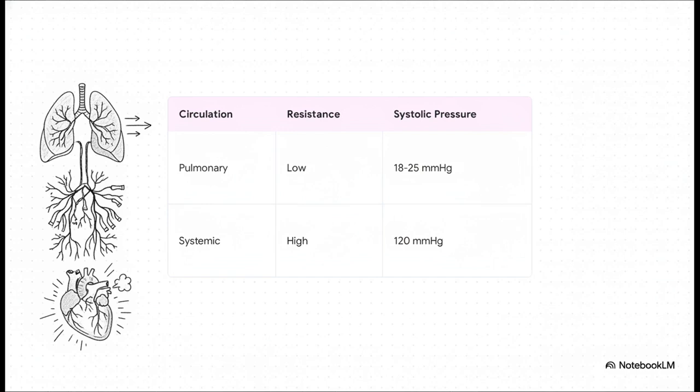Pretty chill, right? But the left ventricle? It has to pump blood into the systemic circulation, which means the rest of your entire body. That takes massive force. We're talking high resistance, high pressure, with a normal systolic pressure of about 120 millimeters of mercury. It's a completely different ballgame.